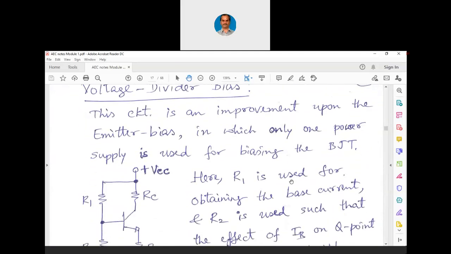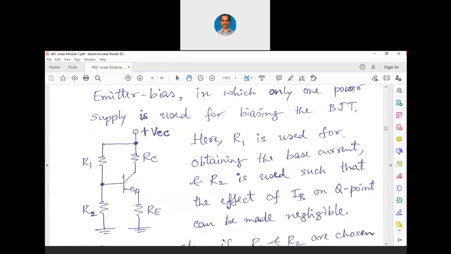But the voltage divider bias is an improvement upon the emitter bias in which only one power supply is used for biasing the BJT, where you can see there is one R1, one R2, one RC and one RE. This is an improvement of the emitter bias circuit. Please recall, why did we add this RE? So that the drop across RE will reverse bias this PN junction and prevent the transistor from completely getting into saturation.